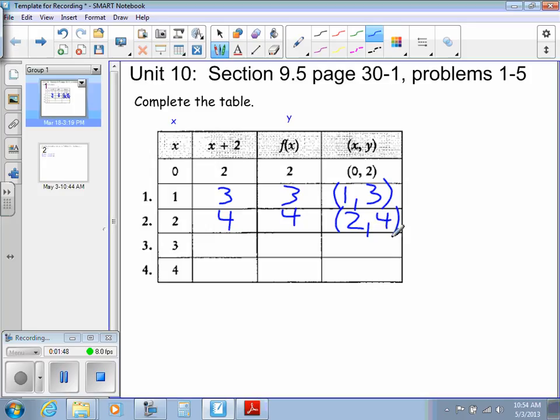The next one, we'll plug in 3. So the f of 3, 3 plus 2 is 5. So the f of x, or the f of 3, is 5. And our ordered pair is 3, 5. One more to go. The f of 4, x plus 2, 4 plus 2 is 6. And the f of 4, or f of x, of 4 is going to be 6. So our ordered pair is 4, 6.